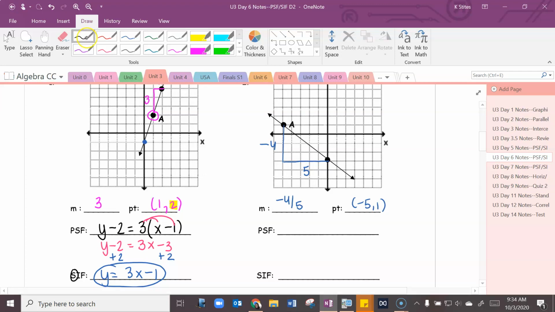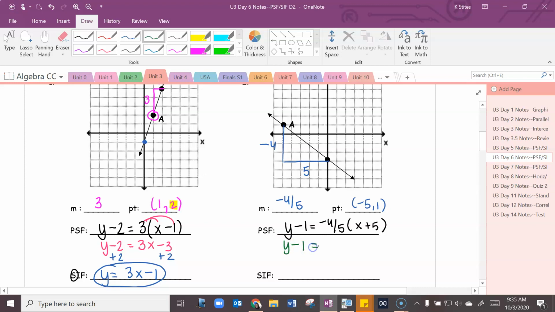All right, so now I'm ready to do point slope form. Y, and then the opposite of my y coordinate, so I'm going to put a -1, equals my slope. That's -4/5. And then x plus 5. Again, we're doing the opposite of our x coordinate. So there's my PSF, point slope form. It has parentheses.